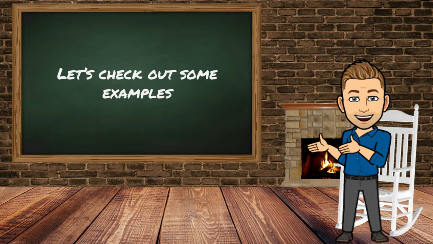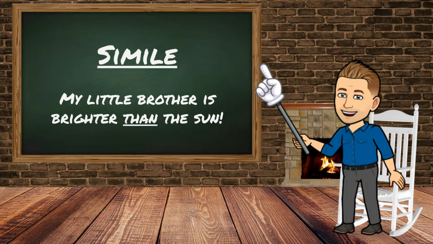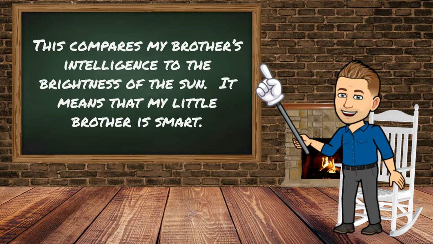So let's check out some examples. Okay, the first one here, my little brother is brighter than the sun. So here we're using than to compare two things. We're comparing my little brother and we're comparing him to the sun. Now this compares his intelligence to the brightness of the sun, because it's an idiom to say that somebody's bright if it means they're smart. So now we're saying he's brighter than the sun, which means he must be really smart. So that is an example of how to use a simile by using the word than.